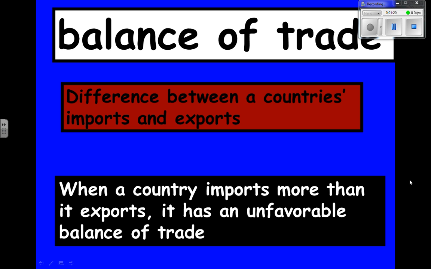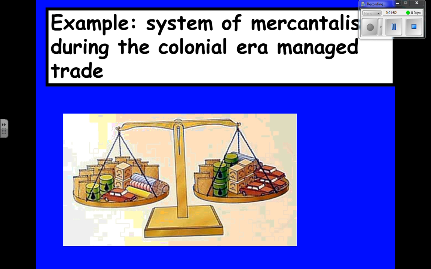First term, balance of trade. What does that mean? It references the difference between a country's imports, items that a country brings in, and exports, things that a country ships out. When a country imports more than it exports, it has an unfavorable balance of trade. What that means is we end up spending a lot more than we're making, because we have to pay for the things brought into our country when we get paid for the things that we export. Balance of trade.